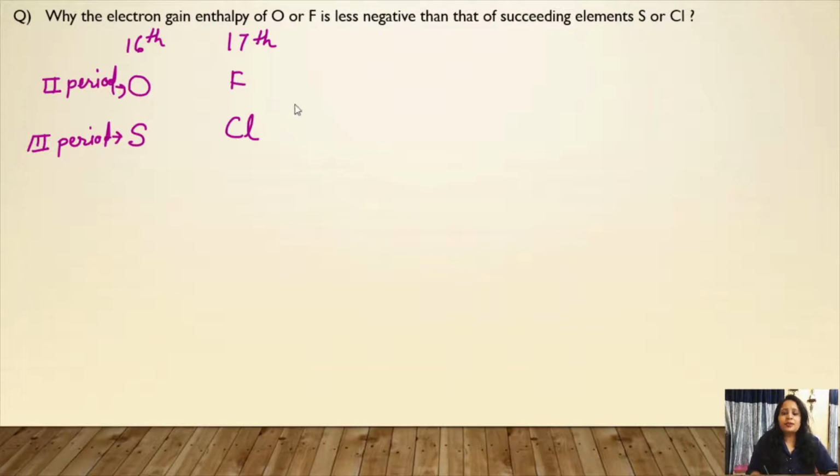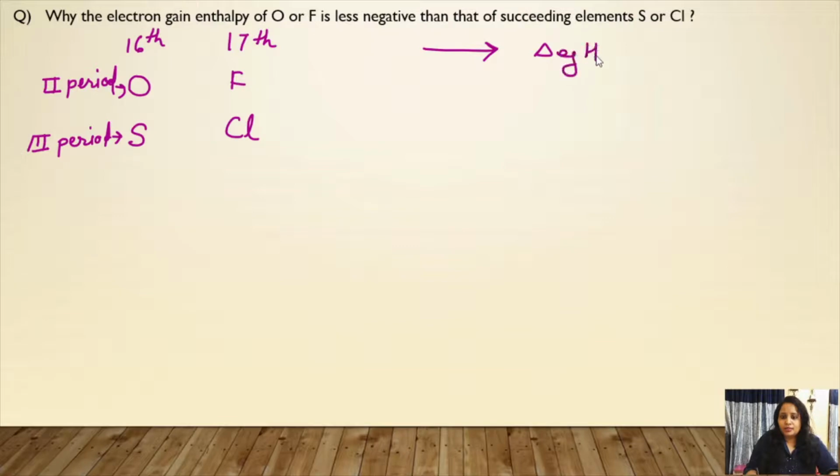Okay, now understand the situation in the periodic table. Now they are telling oxygen or fluorine both has less negative than sulfur or chlorine. Why? So the general trend says from in a period from left to right, it will increase.